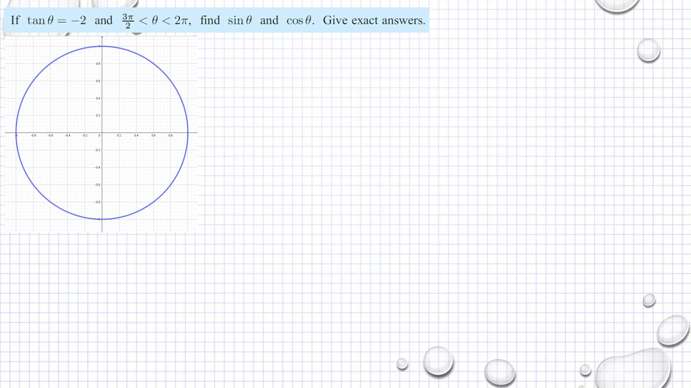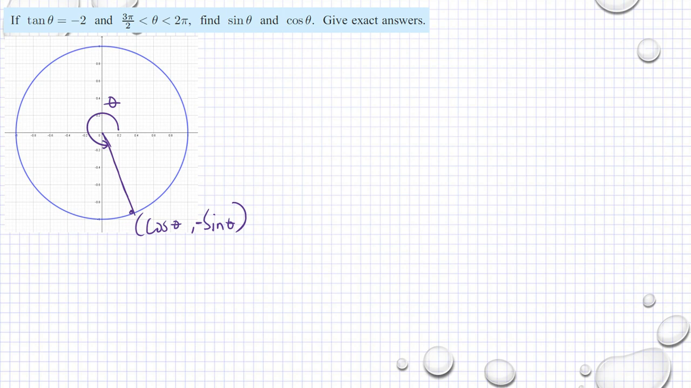Let's see another example. Tangent is equal to negative 2. That means our quadrant is the fourth quadrant, that's why tangent is negative 2. So this is our theta. We're going to find cosine theta and sine theta. Cosine is positive here, but sine is negative, so we're going to find the negative value of sine theta.